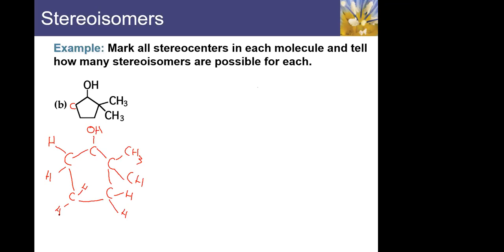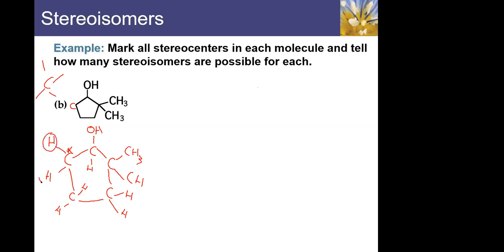Because as I said, open the structures. Carbon has to make 4 bonds, so make sure of that. There's a missing H. This is OH, there's H over here, there's H over here. So can this carbon be a stereogenic carbon? No. Why not? It has 1 hydrogen and 2 same groups.